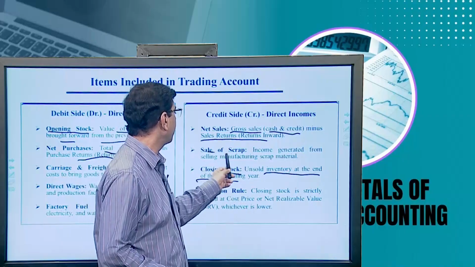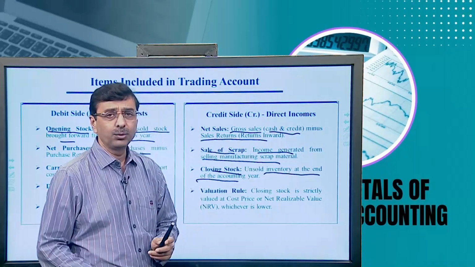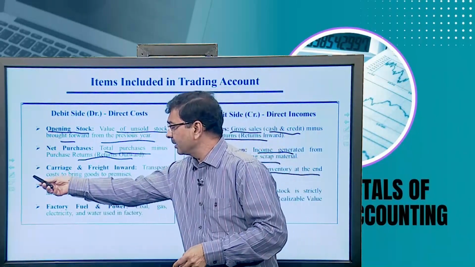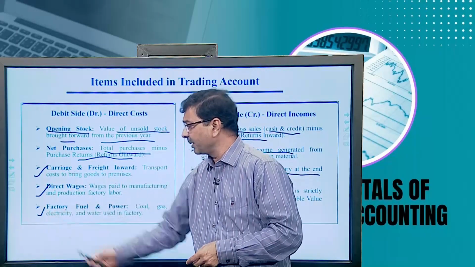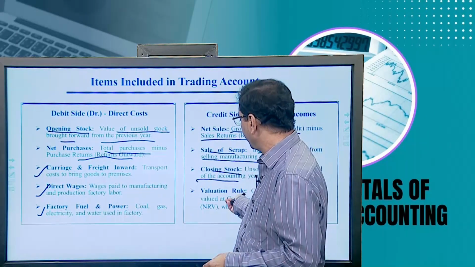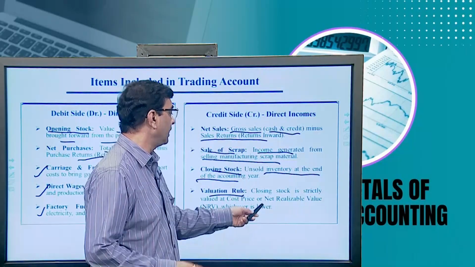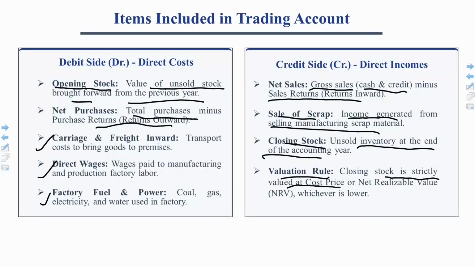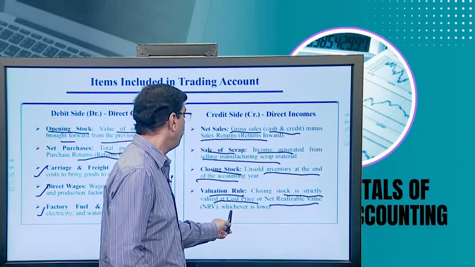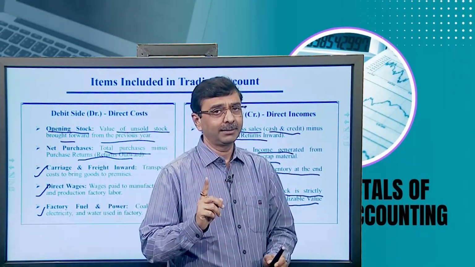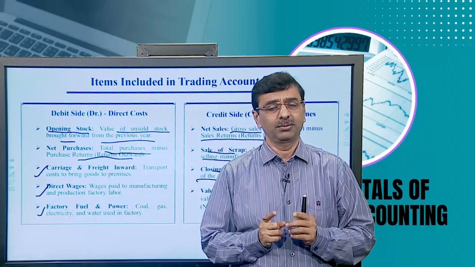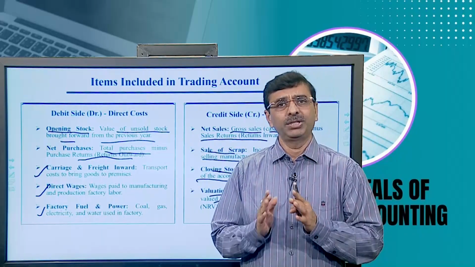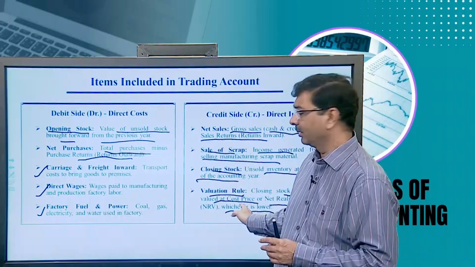Correct? Then sale of scrap is income generated from selling scrap goods or any goods, and it will be considered a credit item. Carriage, freight, direct wages and factory expenses would be debited. And the valuation rule, which is very important: closing stock is always valued at cost price or net realizable value, whichever is lower. Correct? So closing stock recorded in the books of accounts is based on the comparison between the actual price and the market value, whichever is less, and that would be recorded in the books of accounts.